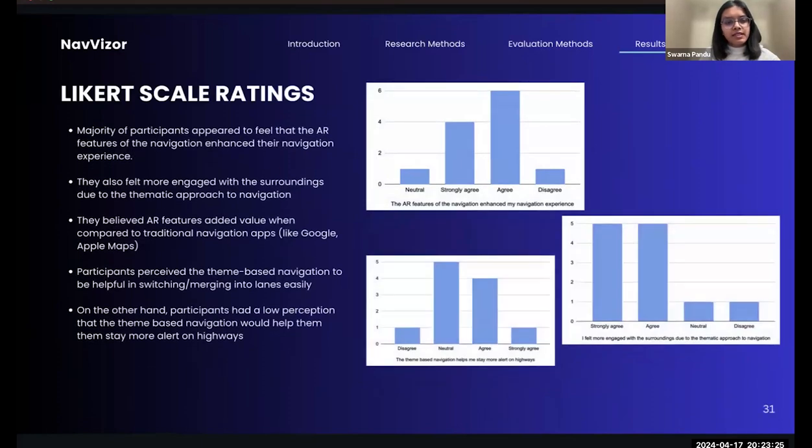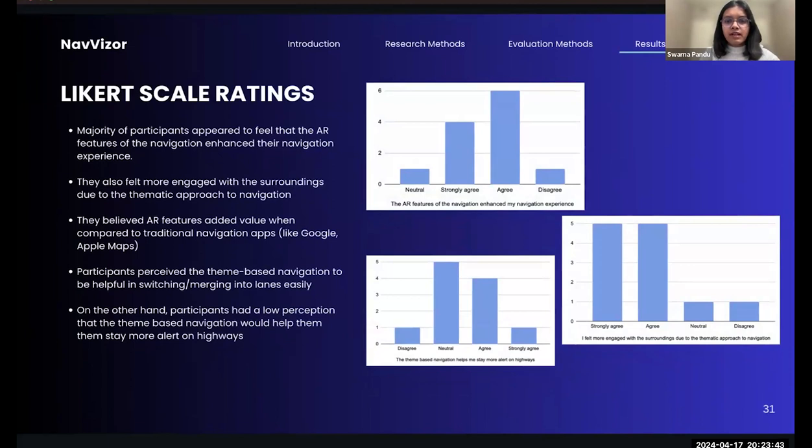From the Likert scale ratings, we learned that the majority of the participants found that the AR features enhanced their navigation experience. The themes made them feel more engaged with their surroundings. They also believed that AR features offered additional value compared to traditional navigation apps.